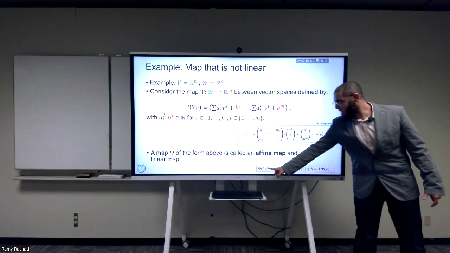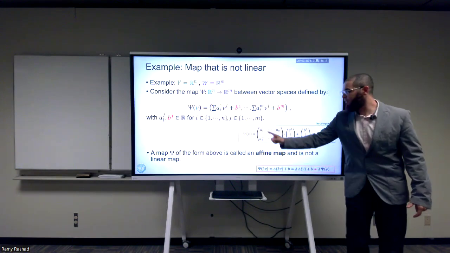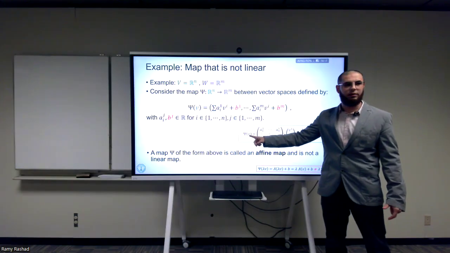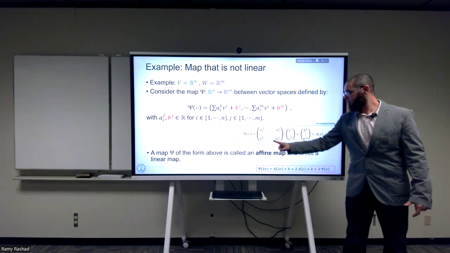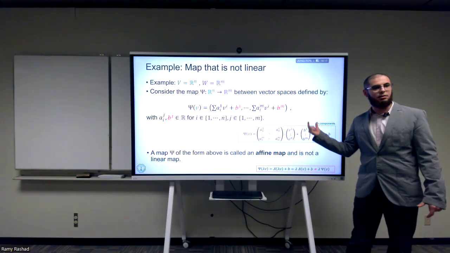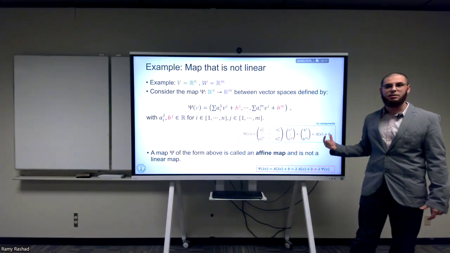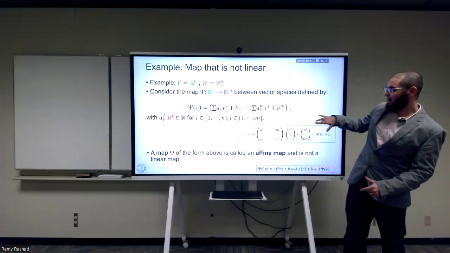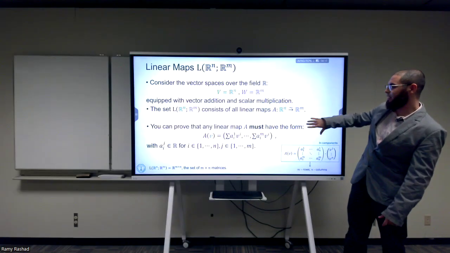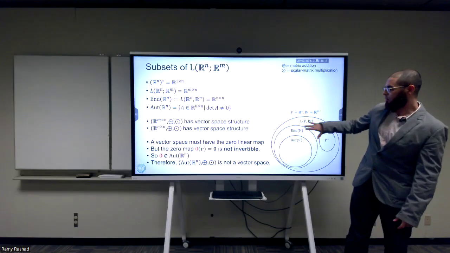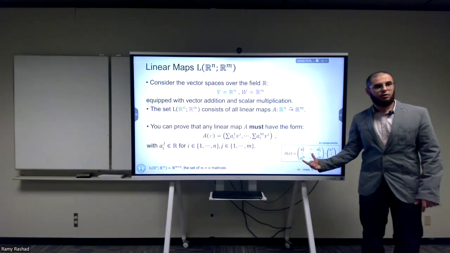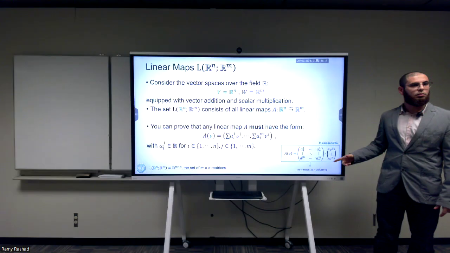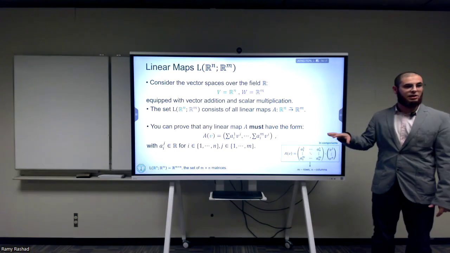So here, if I give this the zero element, if I give V to be the zero vector, what do I get here? Zero, but plus the B's. I get the B's. So I'm not going from 0 to 0. If we go back to the definition of the linear maps in general, which had this form, if I have the 0, I will always get the 0, no matter what the A's are.